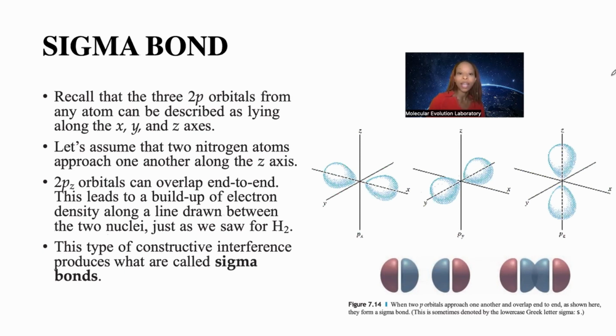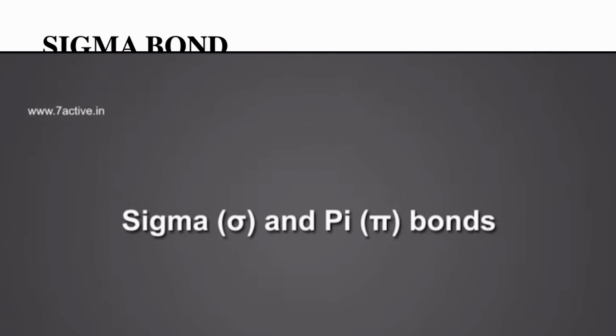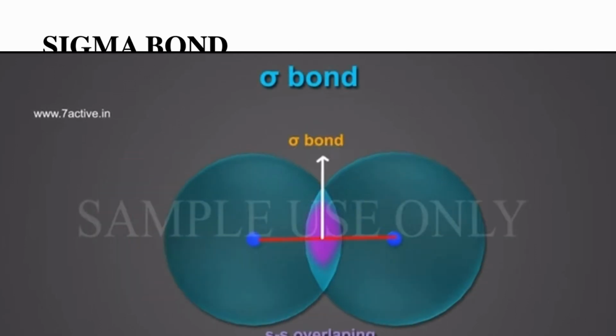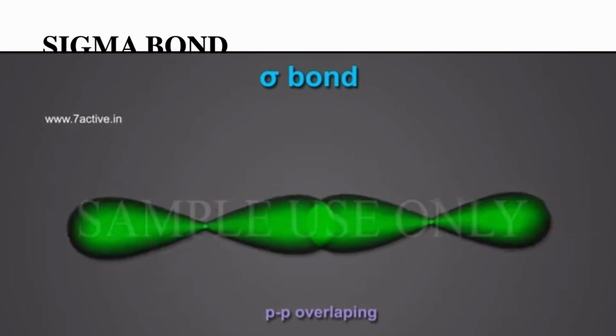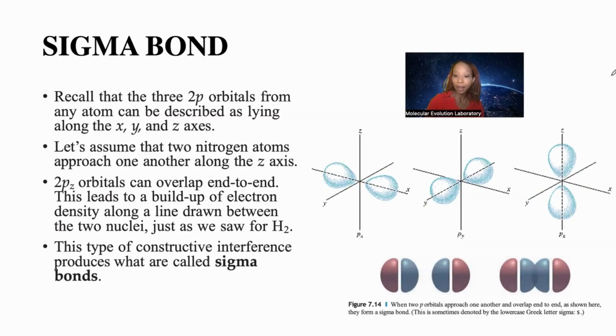Let's assume that two nitrogen atoms approach one another along the x-axis. 2pz orbitals can overlap end to end. This leads to a buildup of electron density along a line drawn between the two nuclei, just as we saw for hydrogen. This type of constructive interference produces what we call a sigma bond. So when 2p orbitals approach one another and overlap end to end, as we can see here, they form a sigma bond.